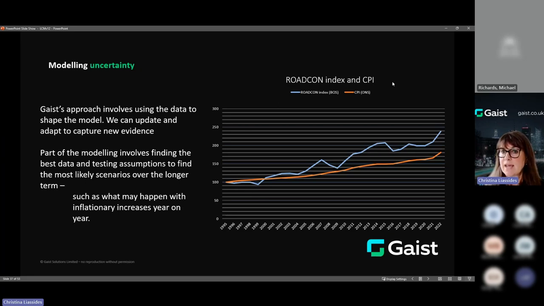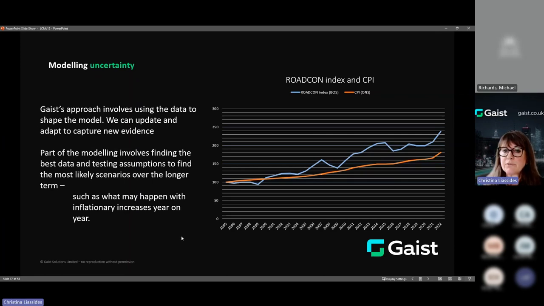The other thing that the British Construction Index does now is its own forecasting into a certain amount of time. That enables us to take at least the medium term and use people who are used to financial forecasting and the construction industry, giving us the detail that we need to incorporate into our model. So part of this modelling involves finding the best data and then testing assumptions to find the most likely scenarios. With inflation, we can't say for certain what's going to happen in the future. We didn't necessarily all foresee what was going to happen over the last 5 years.